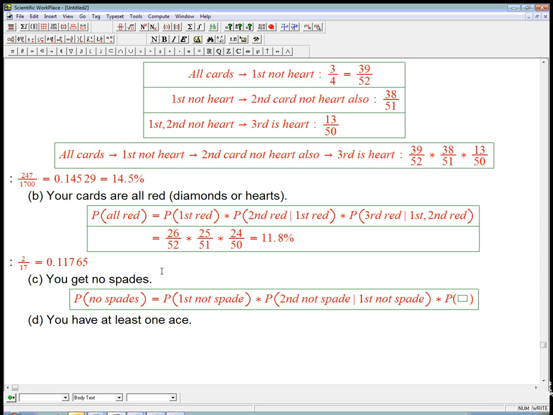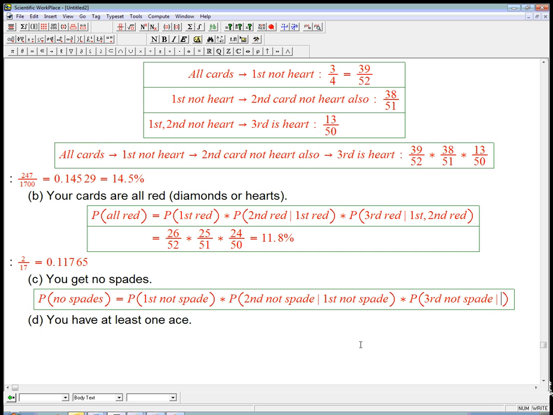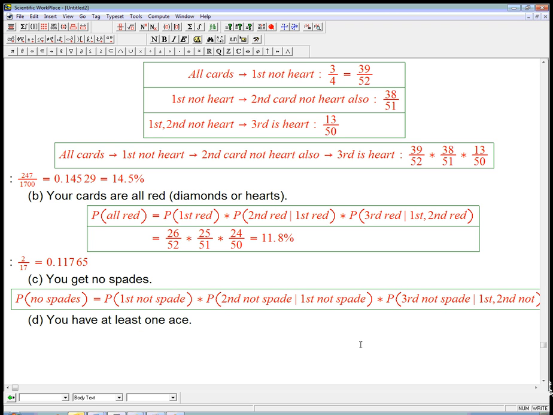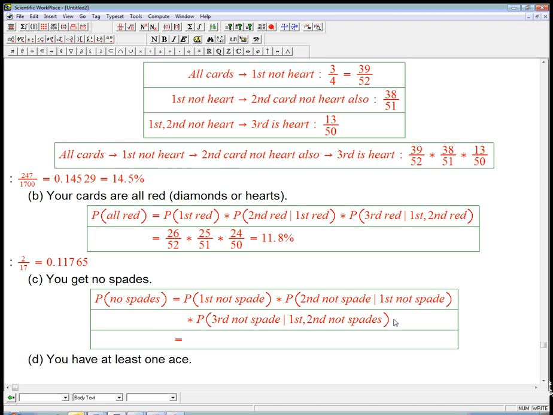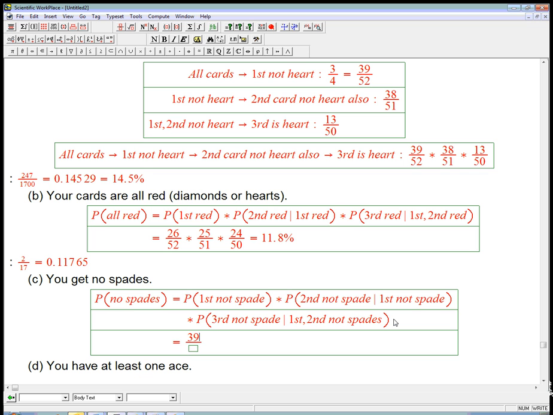Okay, so getting no spades is an "and": the first is not a spade, the second is not a spade, and the third is not a spade. And so I'm using the general multiplication rule again. Given first, second, not spades. So the first being a non-spade is 39 out of 52. That's the other 3 suits.